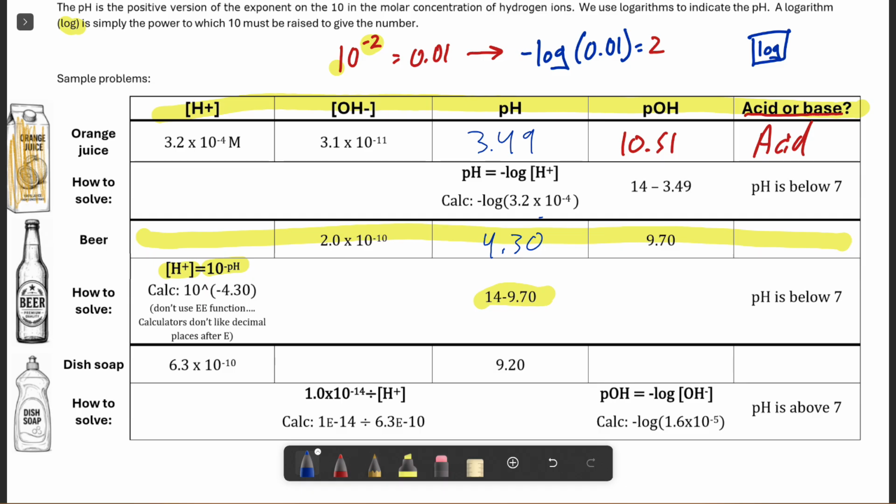What is your answer? Okay, you should get something like 5.0 times 10 to the negative 5. Your calculator might say 5e negative 5.